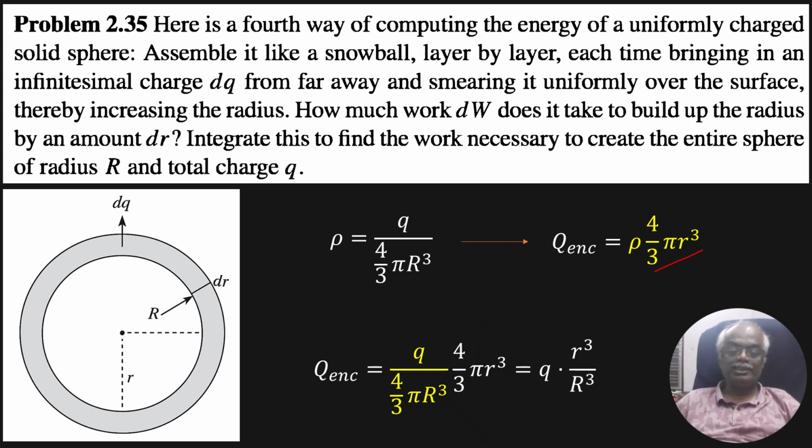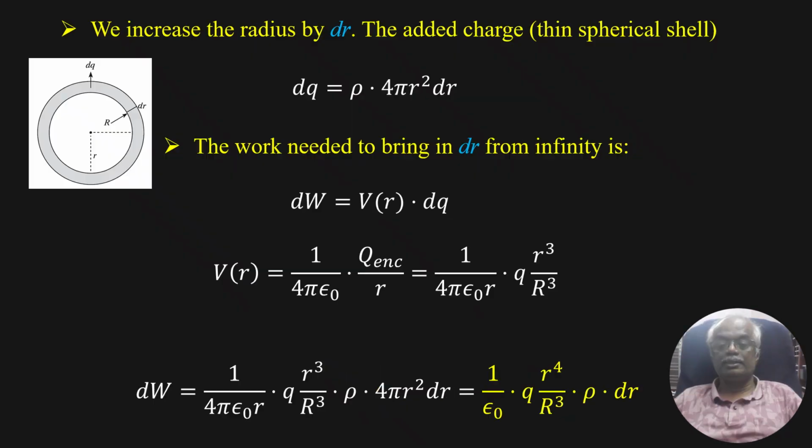Now you can cancel some of the terms. You can cancel this 4/3 pi and this 4/3 pi, because one is in the numerator and the other in the denominator. Then the remaining thing is Q and r cubed in the numerator, and capital R cubed in the denominator. This is the charge enclosed. Keep it in your mind, we are going to use it at a later stage. Then we will move further.